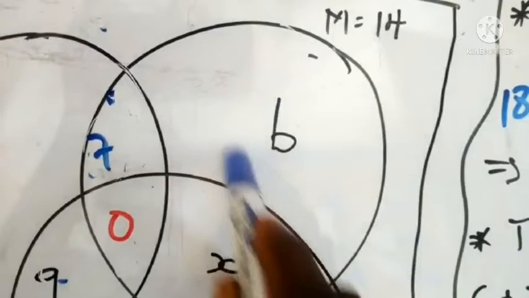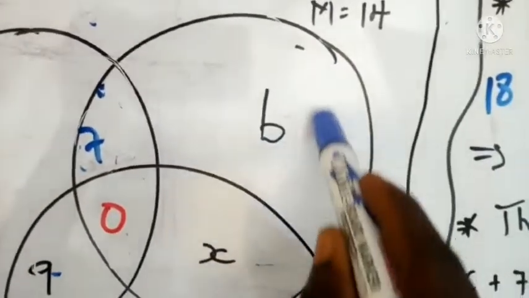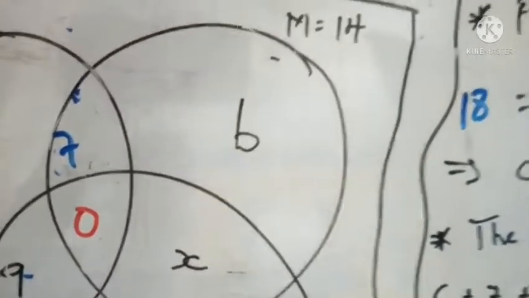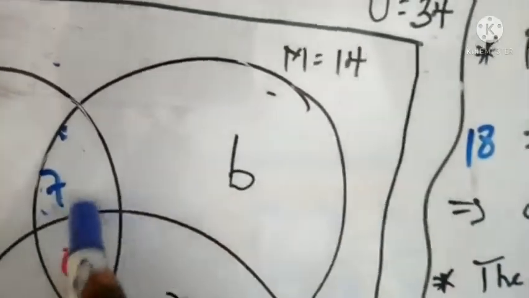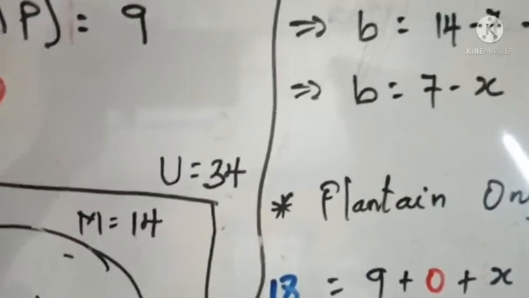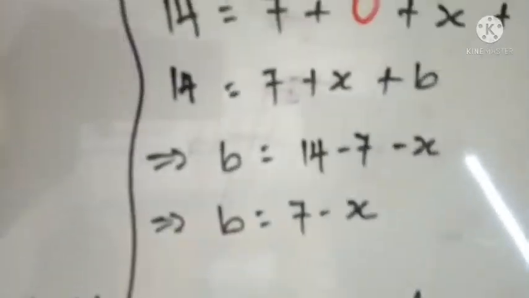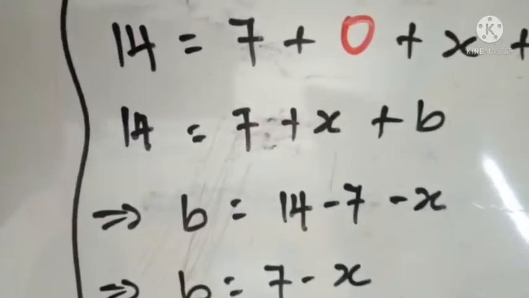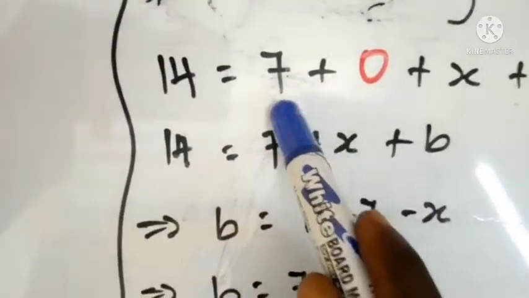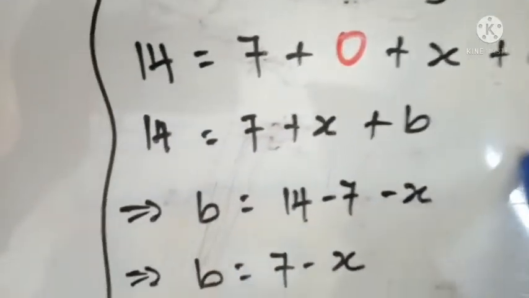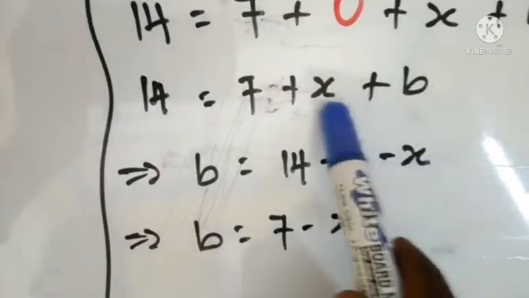I'm looking for those who sell maize only here, right? This room here. So what I have to do is add this, add this, add this, add that, and then equate to 14, and then solve for your b. That b is those who sell maize only, right? So 14 is equal to 7 plus 0 plus x plus b, right? Plus x plus b. Forget about this x and move on.